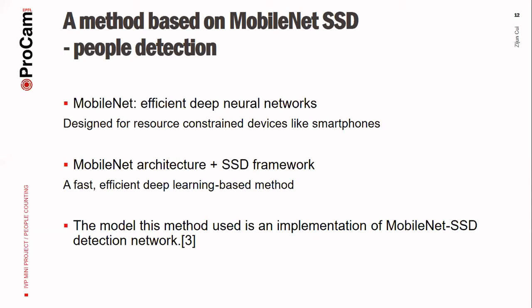And MobileNet is a network architecture. It is designed for resource-constrained devices like our smartphones. So it's not as large as VGG or ResNet, but it may sacrifice some accuracy. The model we used here is an implementation of the MobileNet SSD detection network. The combination can give a fast and efficient deep learning-based object detection.